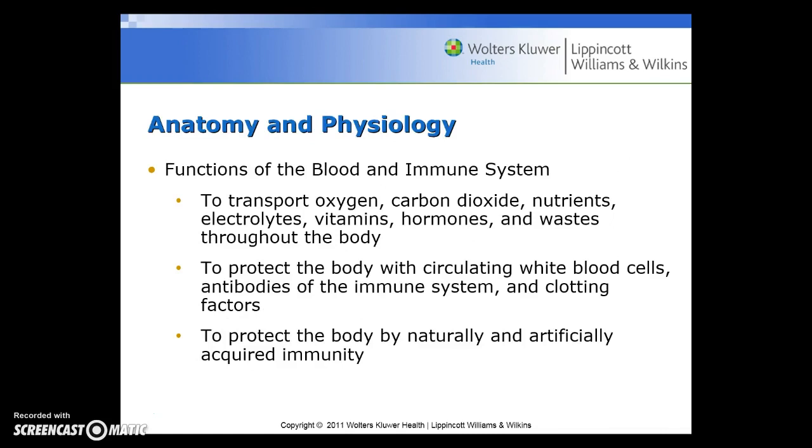Let's first talk about the anatomy and physiology. The functions of the blood and the immune system are to transport oxygen, carbon dioxide, nutrients, electrolytes, vitamins, hormones, and waste throughout the body. Also to protect the body with circulating white blood cells, antibodies of the immune system, and clotting factors, as well as to protect the body by naturally and artificially acquired immunity.